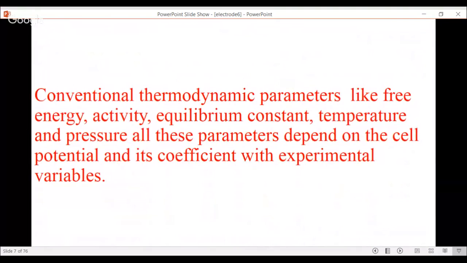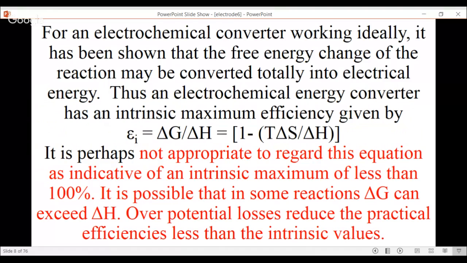Now, conventionally, thermodynamic parameters like free energy, activity, equilibrium constant, temperature, and pressure, all these parameters depend upon the cell potential and its coefficient with experimental variables. It is already known to us. Equilibrium constant is dependent upon the temperature, pressure, etc. So now the efficiency of an electrochemical energy conversion device, epsilon, is given by delta G by delta H.